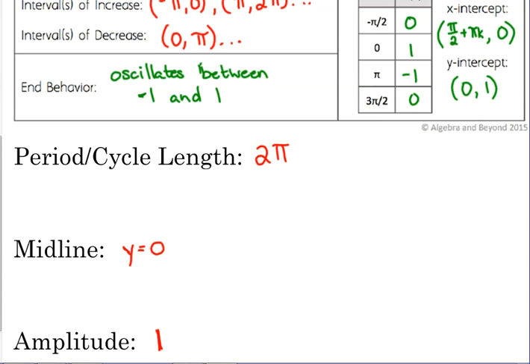Okay, any questions about any of the new vocabulary, any of these characteristics, anything so far? I know I'm talking a little bit more than usual, but I'm almost done.